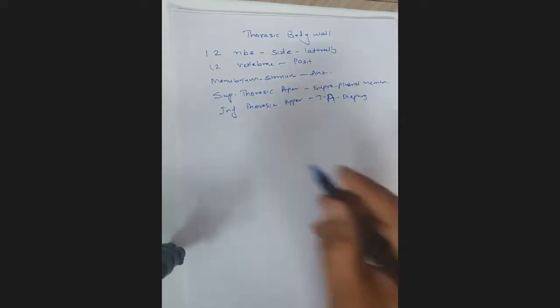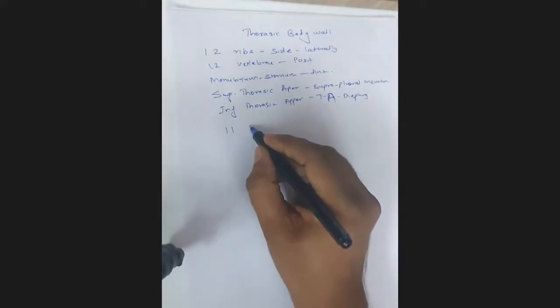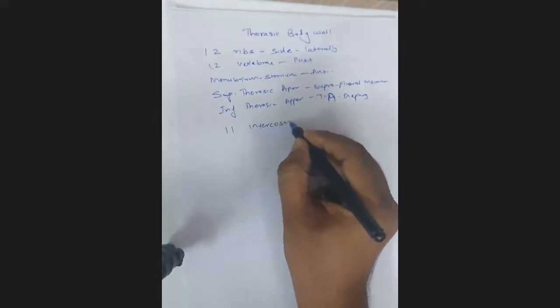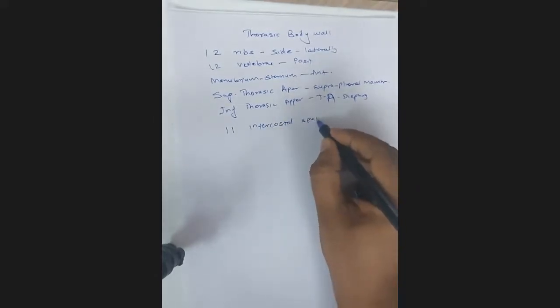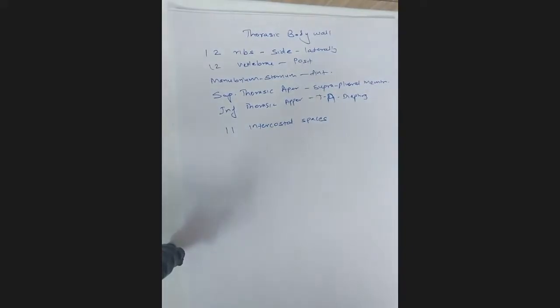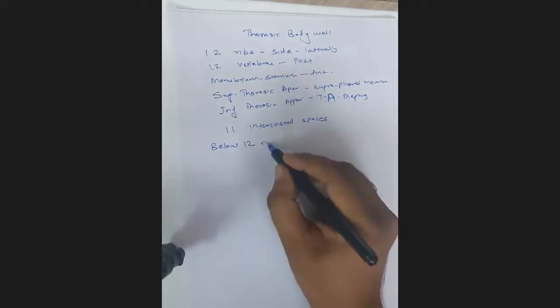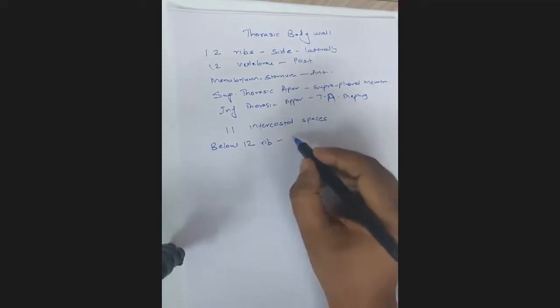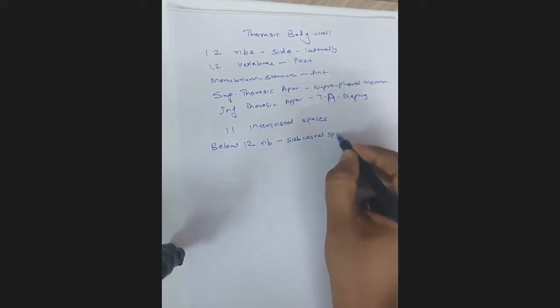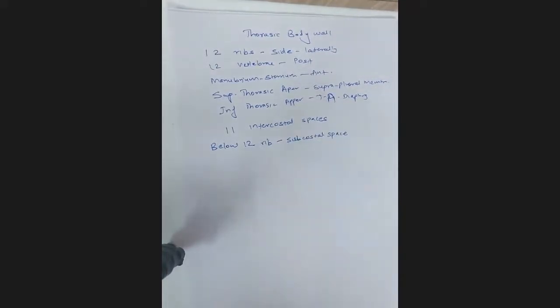So because there are 12 ribs, there are 11 intercostal spaces. Okay? Because the space below the 12th rib cannot be called an intercostal space, because intercostal means between the two ribs. So therefore, below the 12th rib, we call it the subcostal space.